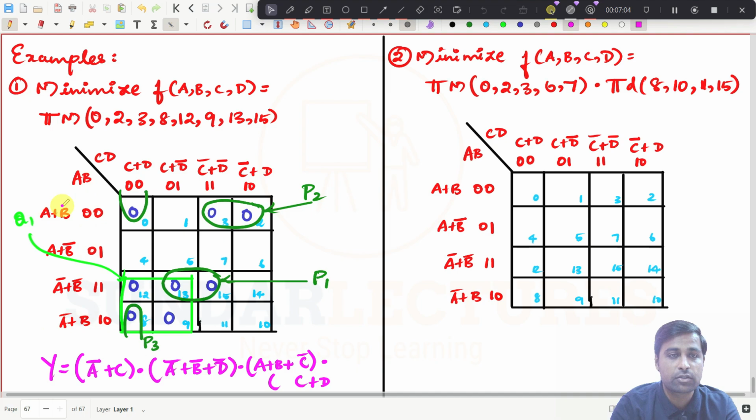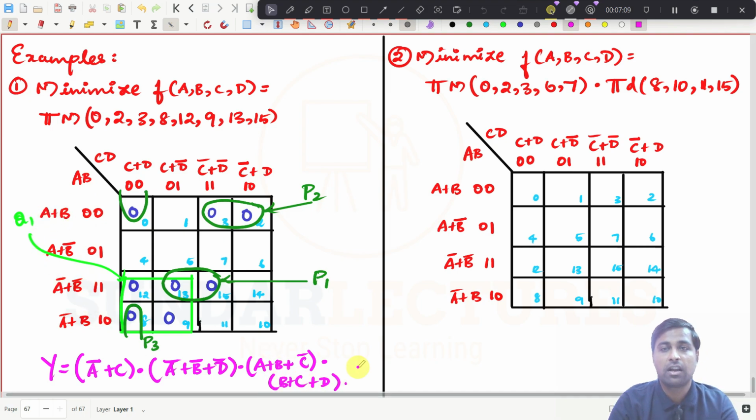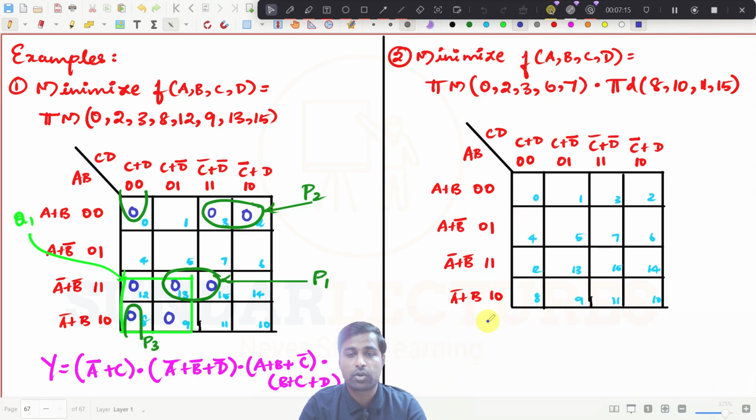And you have to compare this one with this one. What is the common term? B is the common term, so B plus. That's all. This is the final expression, right? So we will go for the next problem, and here you can have don't care conditions, right?